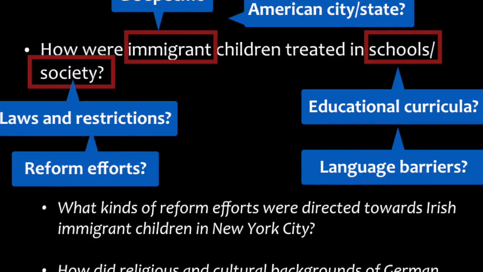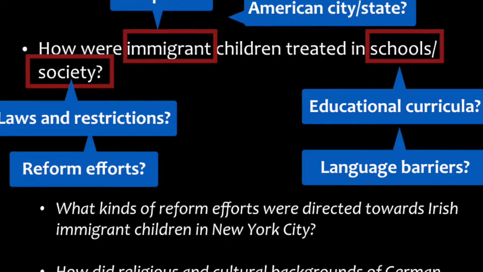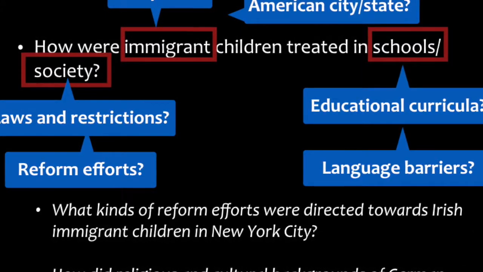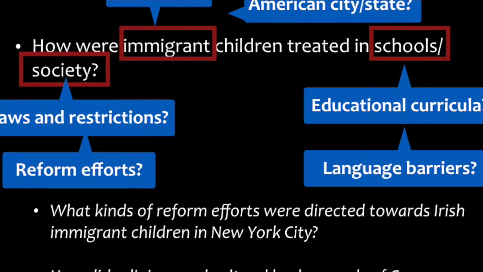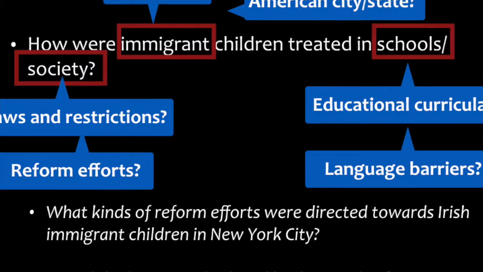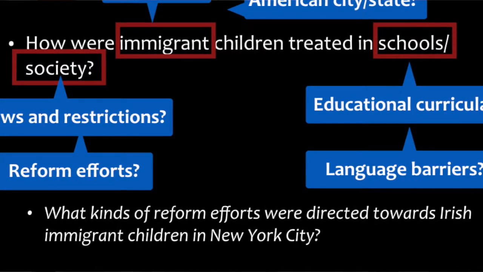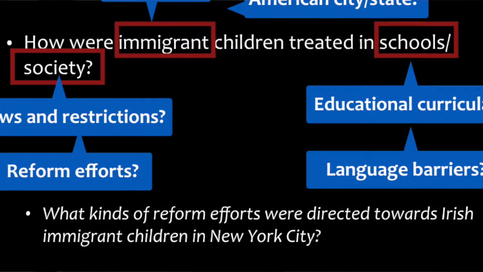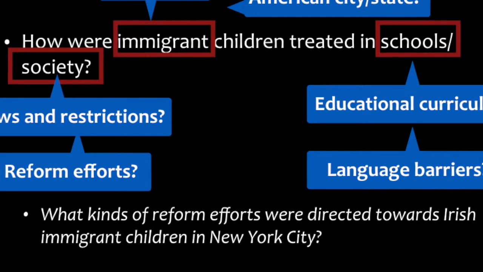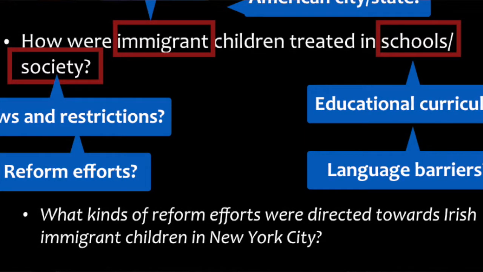Are you looking mostly at the experience of children in the classroom, dealing with a different curriculum? Are you talking about language issues or maybe cultural issues, as we talk about the Progressive Era, maybe different sorts of cultural clashes? And then society, what exactly do you mean? Is it about laws and restrictions that are placed upon immigrants? Is it about reform or efforts to help them adjust, Americanization policies?